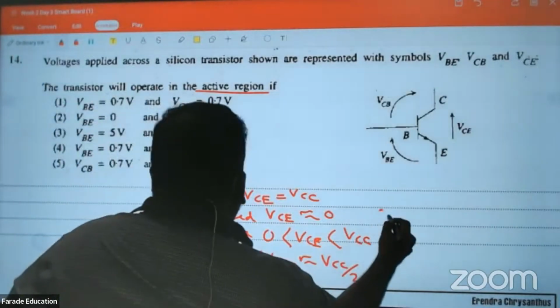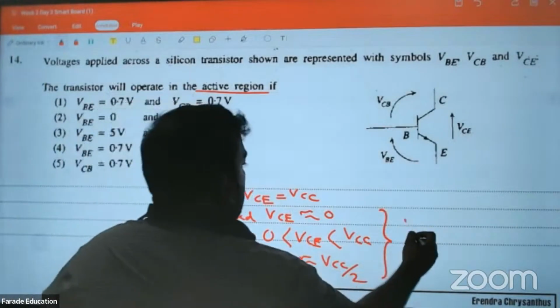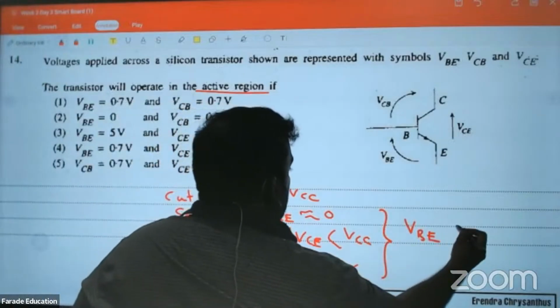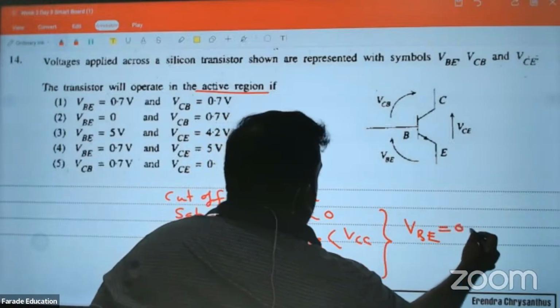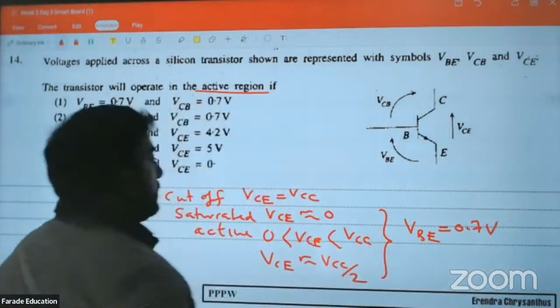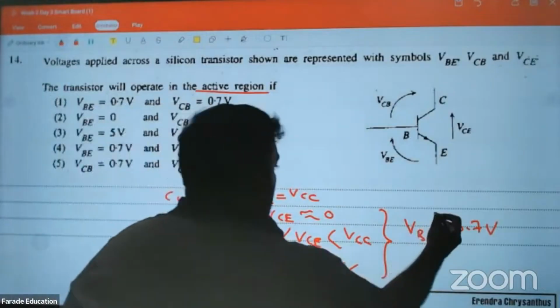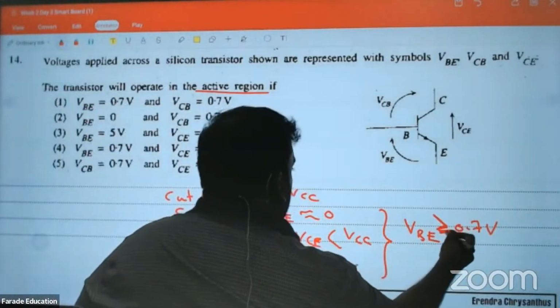For these to occur, base emitter should be what? Forward biased, minimum 0.7 or above. Greater than or equal to 0.7.